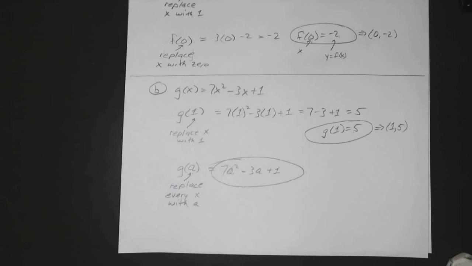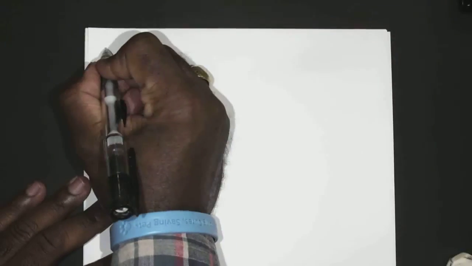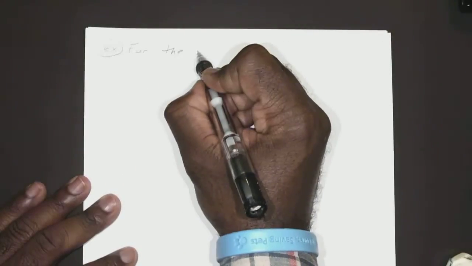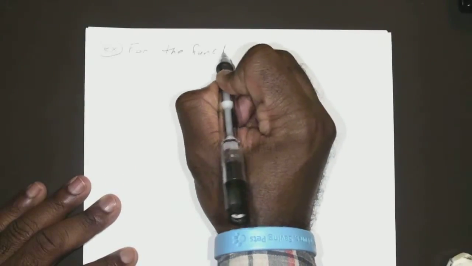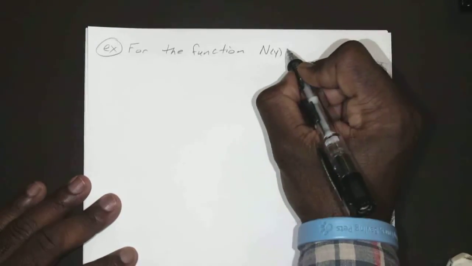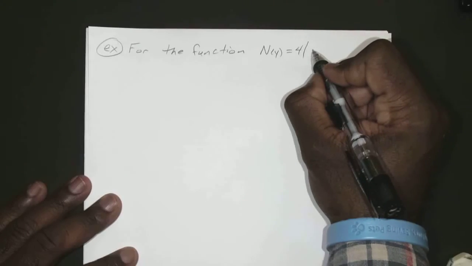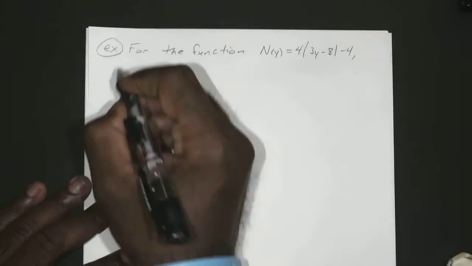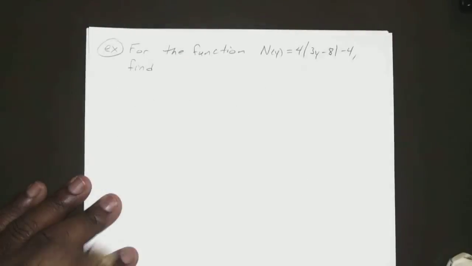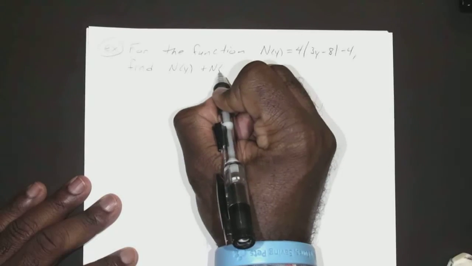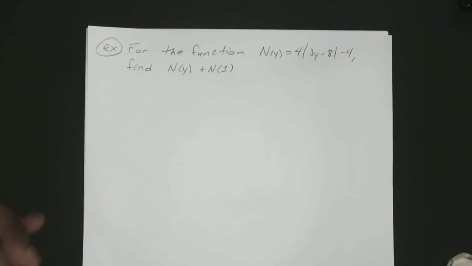Looks like everyone's done writing. Okay, so let's say, for example, for the function, say n of y is equal to 4 times the absolute value of 3y minus 8 minus 4. What if we want to find n of y plus n of 1?